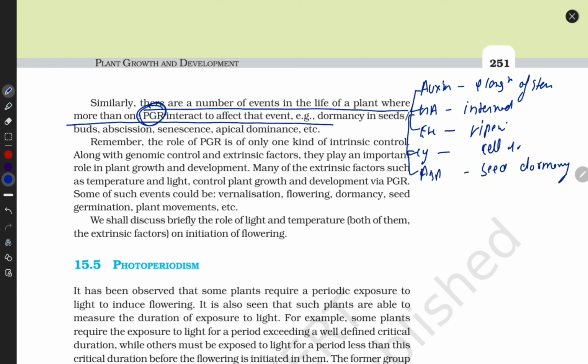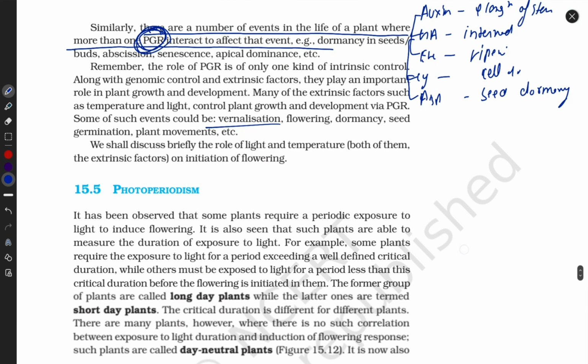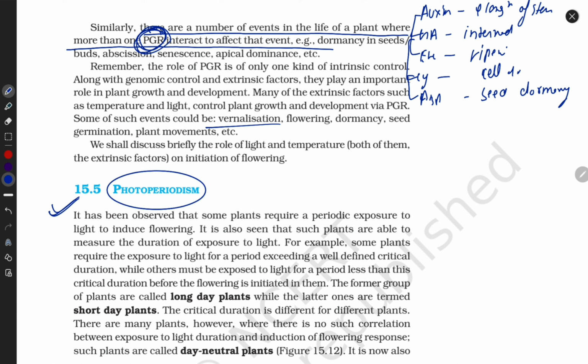Okay. Some hormones are affected by vernalization, temperature, salinity, acidity. Means all kinds of PGRs contribute according to their specific time. In our next video, we will discuss photoperiodism, which depends on light. How light is a necessary factor for plants.